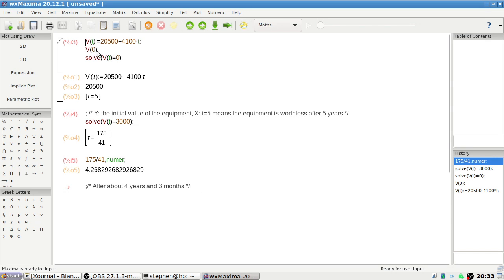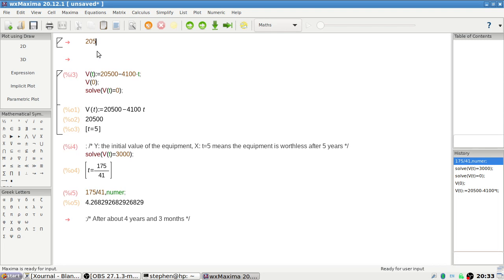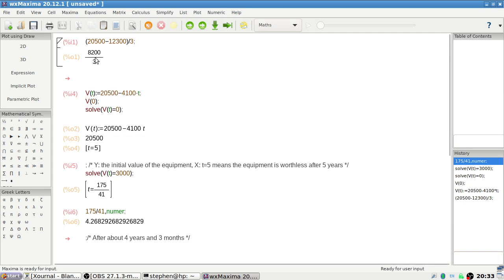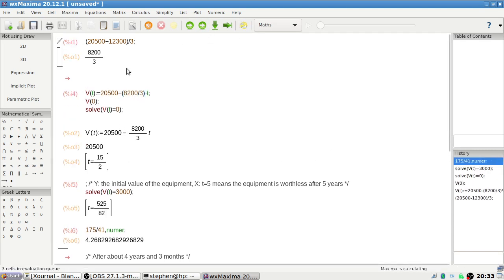So, oh dear. So how much has it lost by 20,500 minus 12,300? And then how much is that per year? That was very, very careless of me. Really annoyed by that now. Okay, so that's how much is being lost per year. So now I need to pop that in. Okay, so that's going to change everything here. So, okay, 7.5 years.